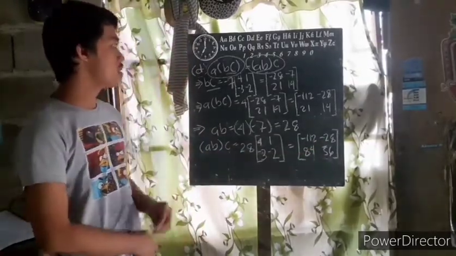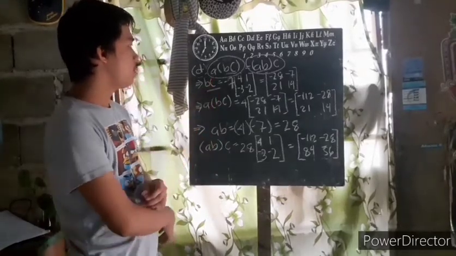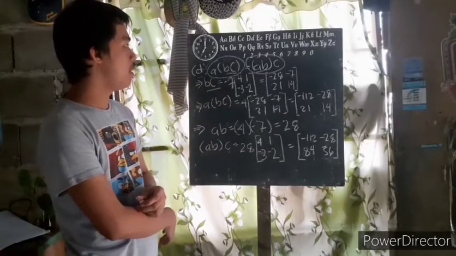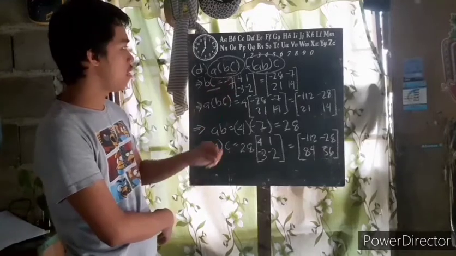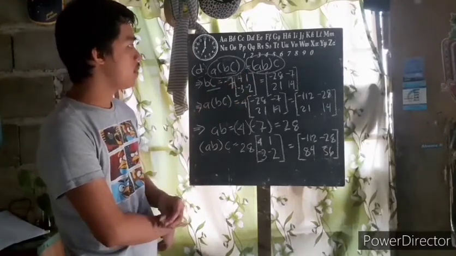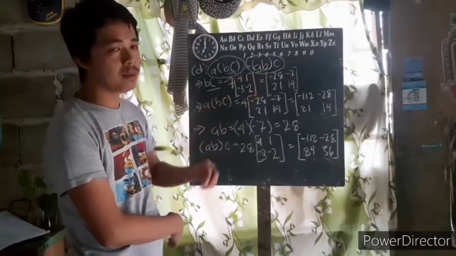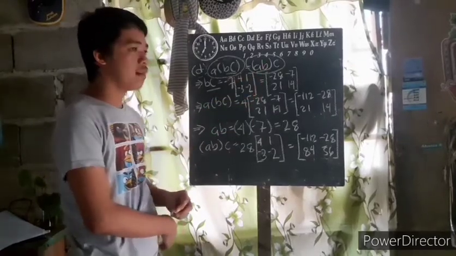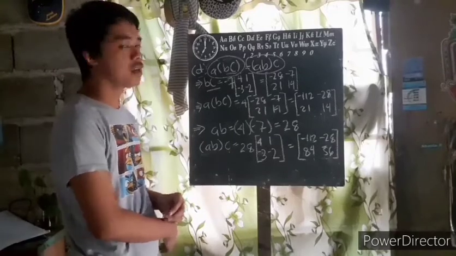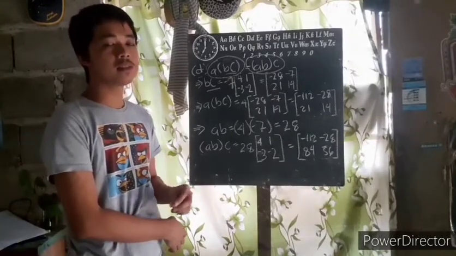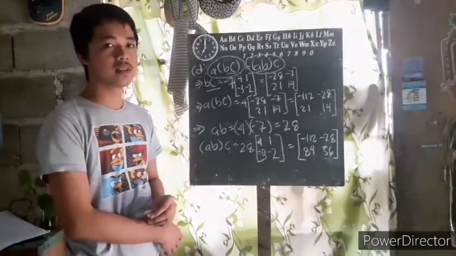So since scalar A multiplied by scalar B multiplied by matrix C is equal to scalar A multiplied by scalar B multiplied by matrix C, therefore matrices and scalars satisfy the stated property of matrices.